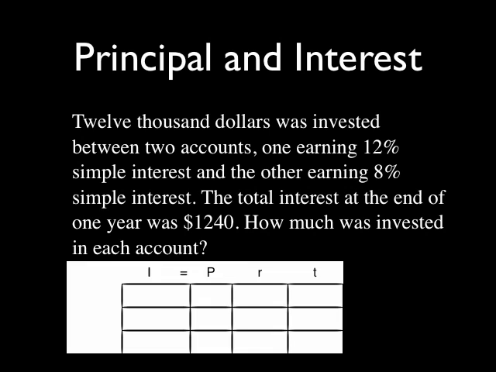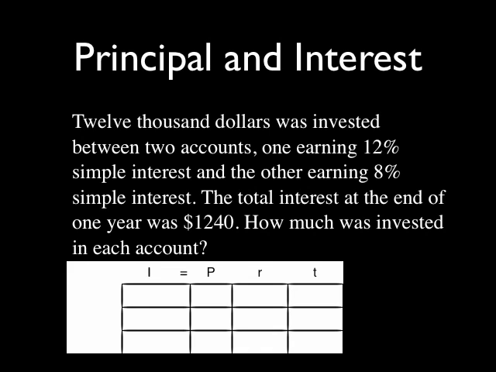All right, so here's our first example. We have $12,000 invested between two accounts. Now remember when we did this back in chapter 2, we just had one bank we were either investing money in or borrowing money from. Now we're splitting our investment. That's how we're going to get our two variables. So one earns 12% and the other earns 8%. The total interest at the end was $1,240. How much was invested in each account?